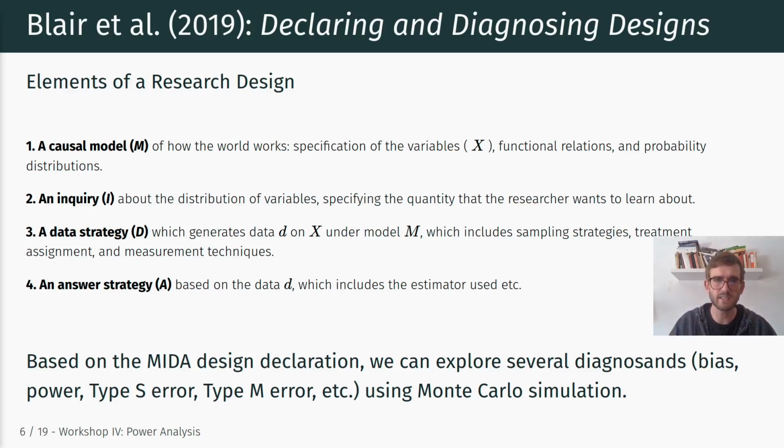So the underlying idea is we specify our causal model, we specify what we want to learn about the underlying population. We specify a data strategy involving treatment, measurement, and so on, and we specify our estimator, our answer strategy, how we actually try to find out about the underlying causal model. And then based on that complete declaration, we can simulate, using Monte Carlo simulation, repeated iterations of that underlying data generating process, apply our answer strategy, and examine to what extent our estimates are biased, to what extent we have sufficient power, and so on, right?